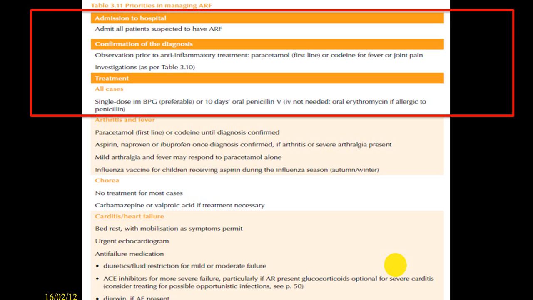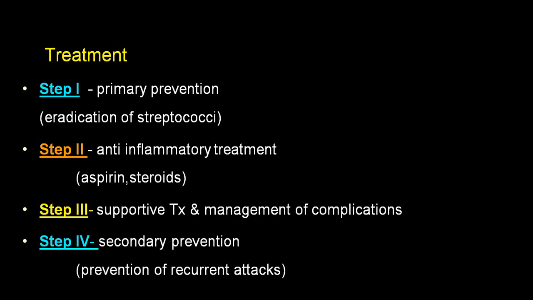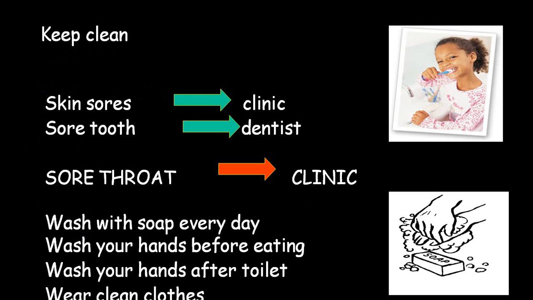This is another chart showing you the diagnosis and what treatment you give in different conditions. It shows what you do in chorea, in congestive heart failure, or in carditis. You also divide into 4 steps. We call primary prevention, that is eradication of streptococcal infection. Step 2, anti-inflammatory drugs like aspirin and steroids. Step 3, supportive treatment and management of complications. And step 4, prevention of recurrent episodes.